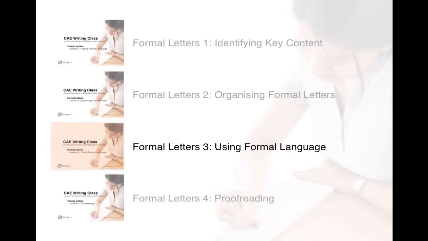This is the third of 4 lessons on the subject of formal letters. In lessons 1 and 2 we looked at identifying key information and organising that information clearly. In this lesson, we'll focus on your use of language, and in particular, your ability to create a formal register. This will help you to do well in 2 of the assessment criteria. Language, of course, in terms of using a range of formal vocabulary and grammatical structures, and communicative achievement, by being able to create an appropriate formal tone that has a positive effect on the reader.